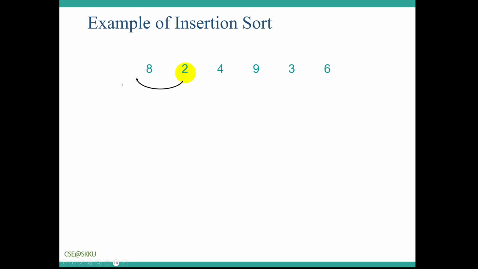We insert 2 into the sorted part, which currently contains only 8. That is, we compare 2 with 8. Since 2 is smaller, we move 8 to the right and place 2 before it.